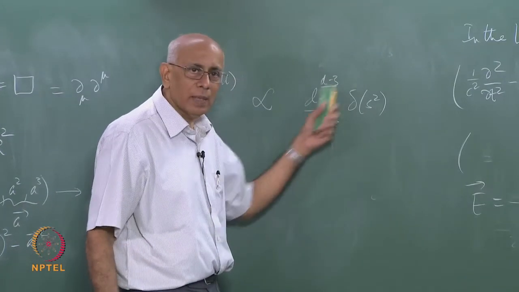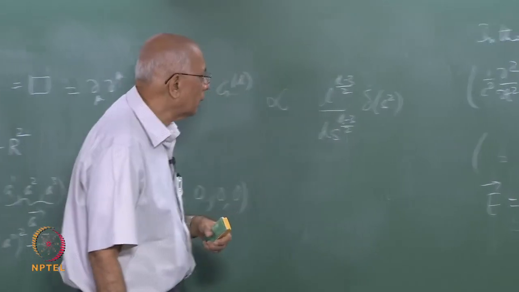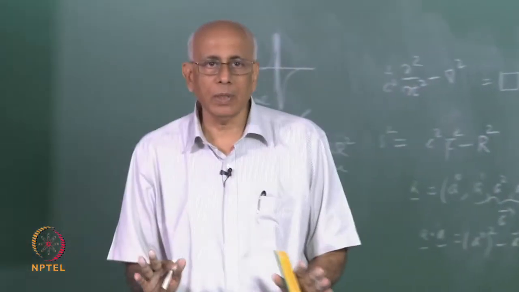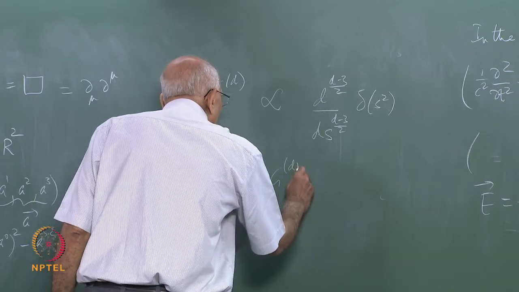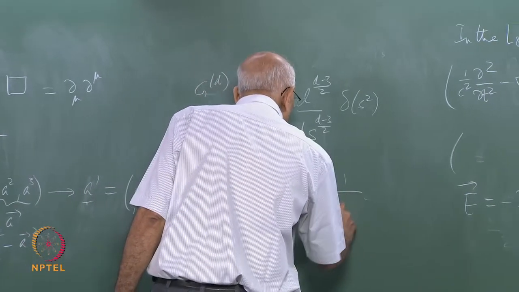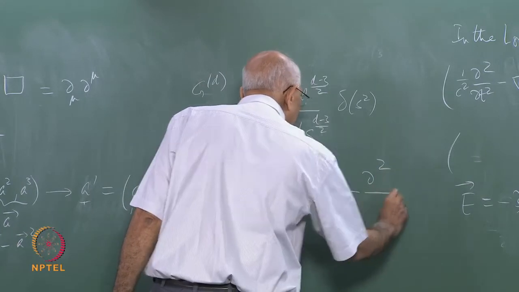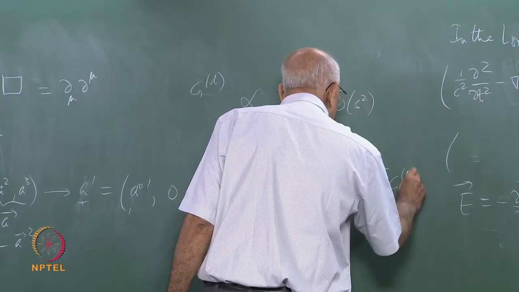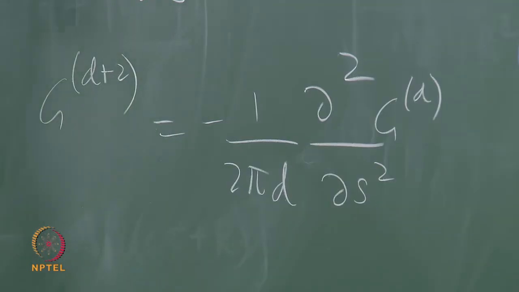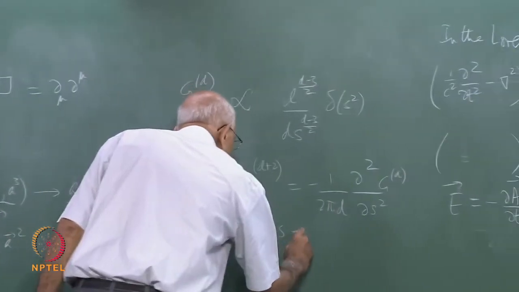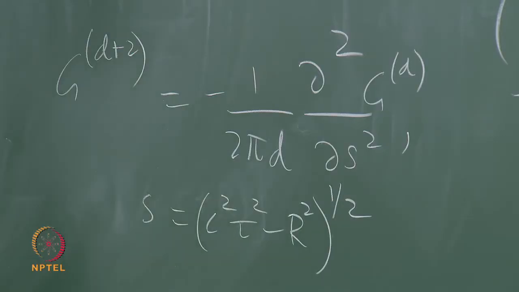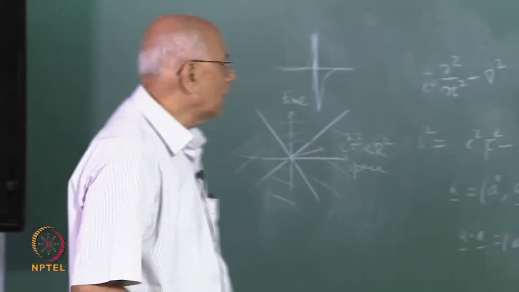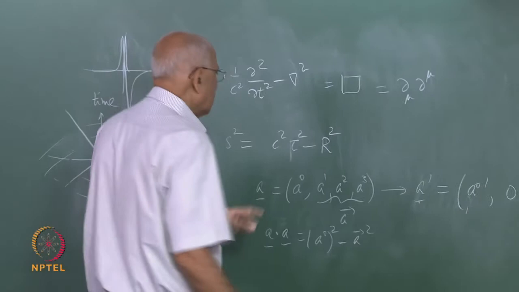So this single formula can be derived using the relativistic invariance of this problem, and it tells you in a very compact way what the Green function is in all cases here. There is another relation which you can establish which is also very interesting, and it says G at dimension d plus 2 is minus 1 over 2 pi d, a second derivative of G of d. So if you give me the Green function in dimension d, I generate for you the Green function in dimension d plus 2, etc. These relations can be proved using this relativistic invariance.